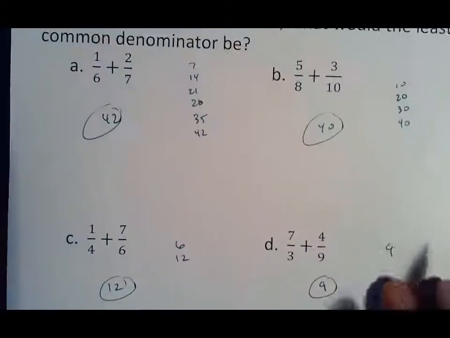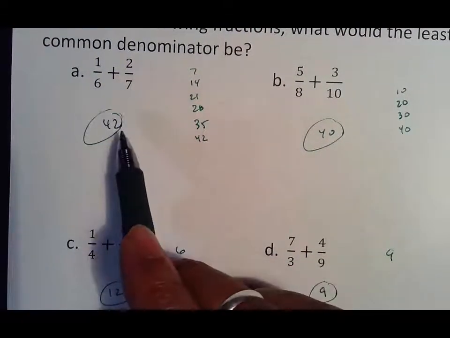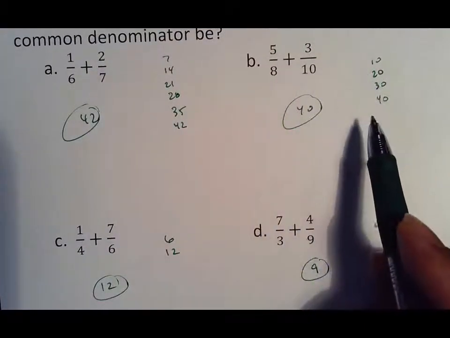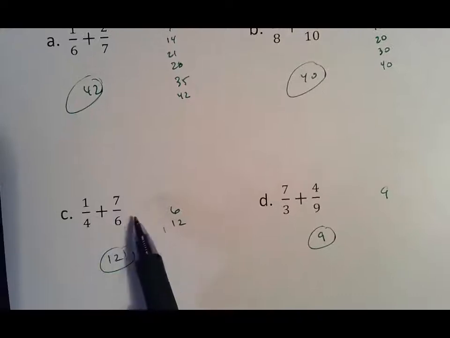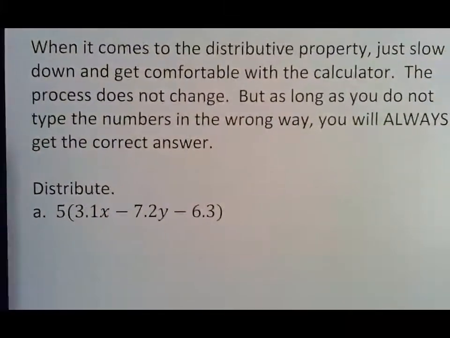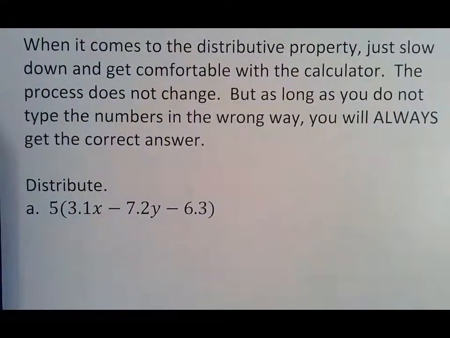So again, you have one where 6 times 7 is 42, so it works that way. You have one where you had to go through 4 jumps to get to it. One of them took 2 jumps, one of them took 1. You just have to be careful with least common multiple because you never know which way it's going to go, and you just need to stick with the process. When it comes to the distributive property, just slow down and get comfortable with the calculator. The process does not change, but as long as you do not type the numbers in the wrong way, you'll always get the correct answer.